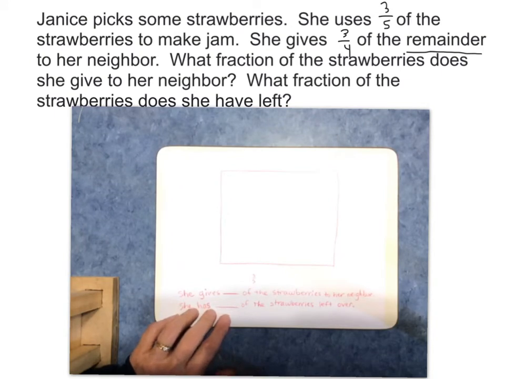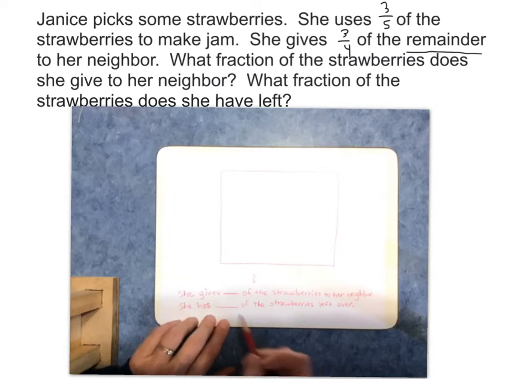Janice picks some strawberries. She uses 3/5 of the strawberries to make jam. She gives 3/4 of the remainder to her neighbor. What fraction of the strawberries does she give to her neighbor? What fraction of the strawberries does she have left? Notice the word remainder again. We have our sentence answers set up to go. Pause the video and try this one yourself.